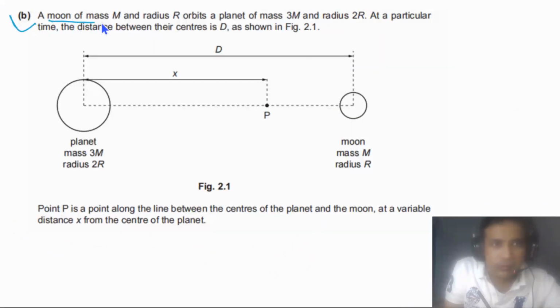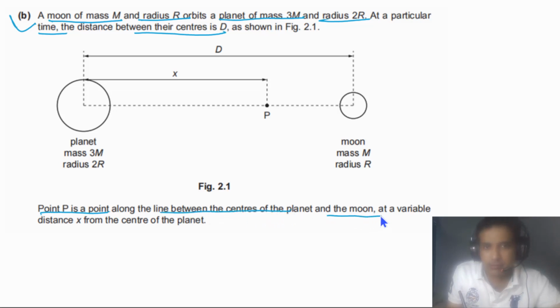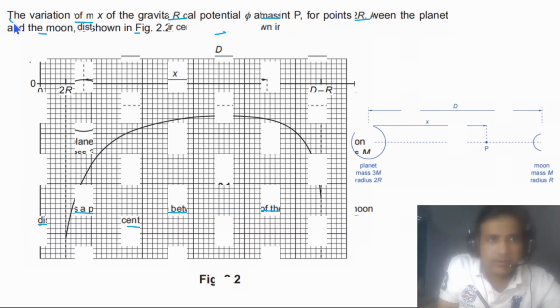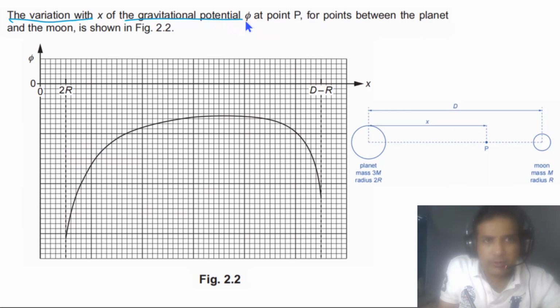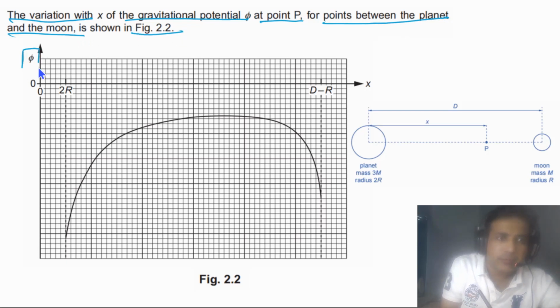Part B says a moon of mass capital M and radius capital R orbits a planet of mass 3M and radius 2R. At a particular time, the distance between the centers is capital D, as shown in figure 2.1. Point P is a point along the line between the centers of the planet and the moon, at a variable distance x from the center of the planet. The variation with x of the gravitational potential phi at point P for points between the planet and the moon is shown in figure 2.2. Simply, a graph of potential against distance is given to us.